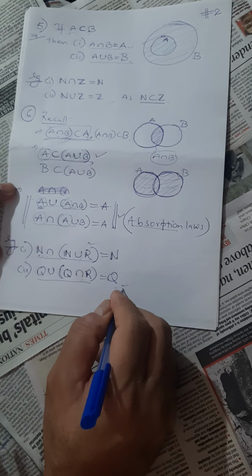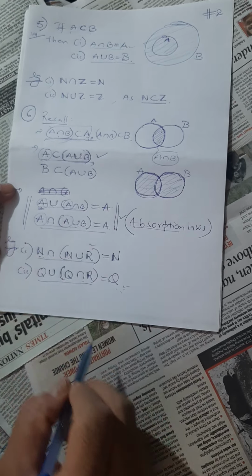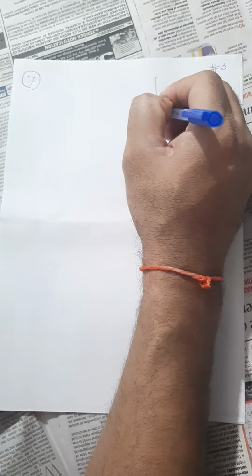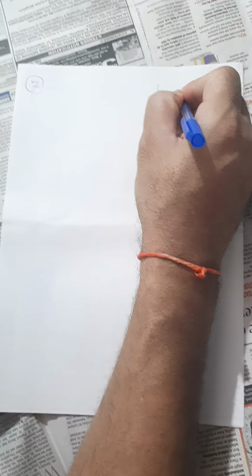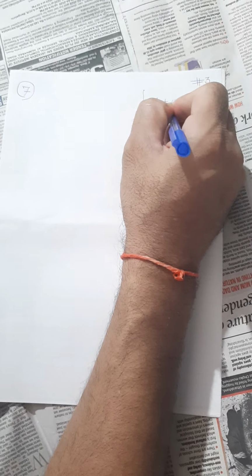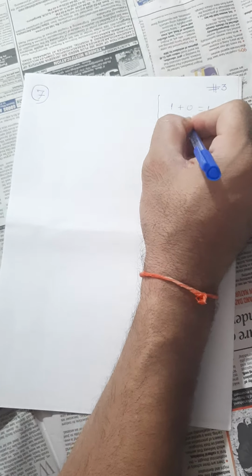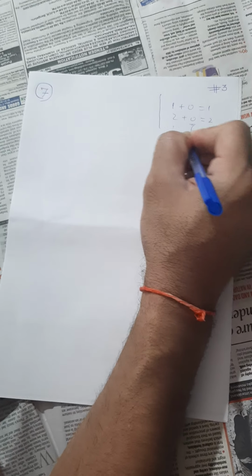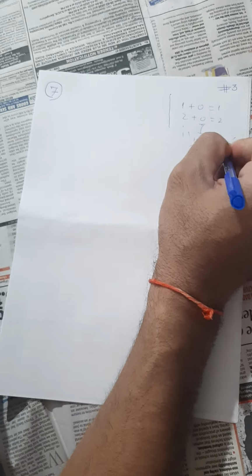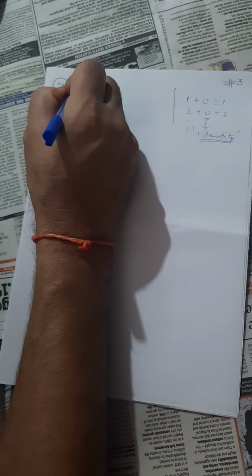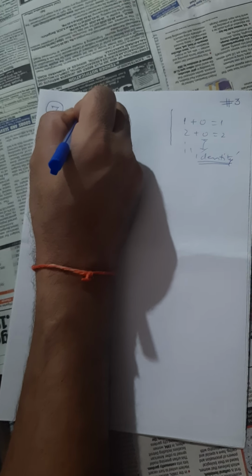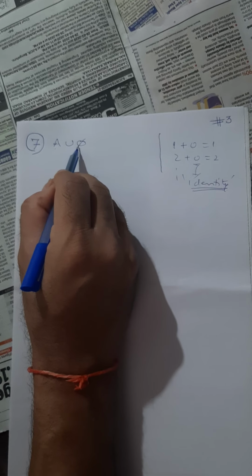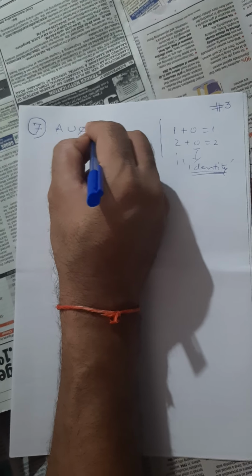So we have the next important property, this one. Now next one is about identity. If you recall, 1 plus 0 is 1, 2 plus 0 is 2, and so on. So 0 is called identity here, or unit element. So same way here, if I find A union phi, A is any set, phi means nothing, so the answer will obviously be A.